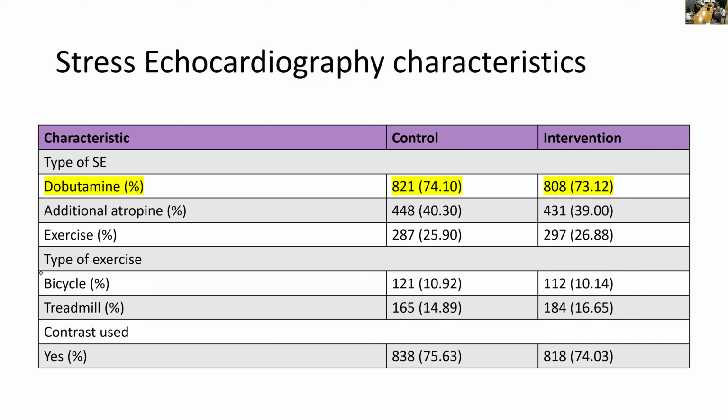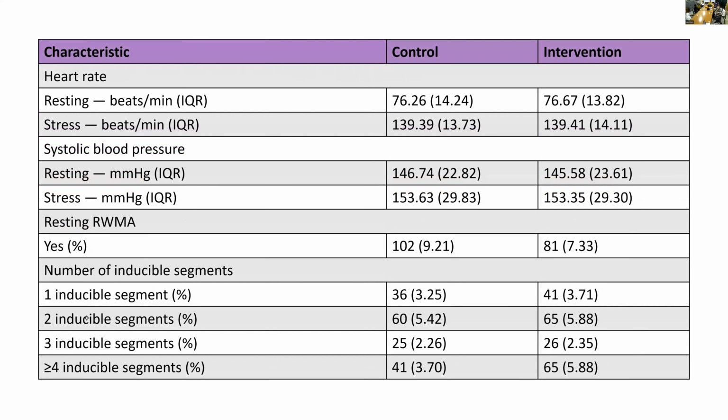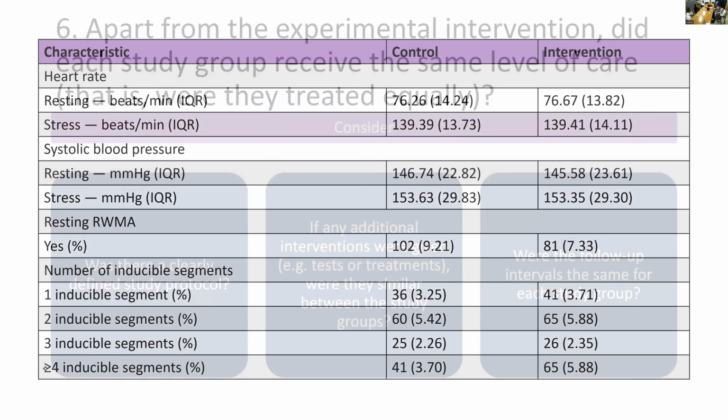Another thing that is different is the type of stress echo that was done. I think we mainly use exercise stress echo rather than dobutamine, but here around 73-74% of patients actually underwent dobutamine stress echo. These are the patient characteristics in terms of the physiology at the time, so heart rate, blood pressure, and the findings of the stress echo. So this was again matched at baseline.